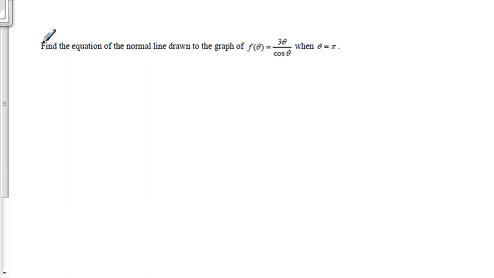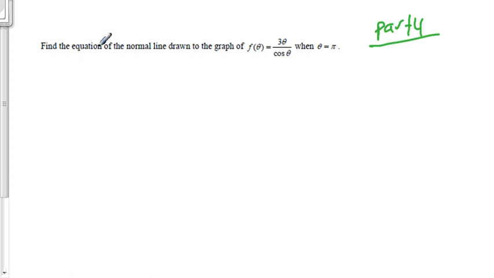So what we want to do here is find the equation of a normal line drawn to the graph of f(theta) when theta equals pi. So I have to take the derivative and then let theta equal pi. That's going to give me the slope of the tangent line. I know that the slope of the normal line is the negative reciprocal of that, and then I can find the point of tangency. Again, the normal line and tangent line intersect at that point of tangency.